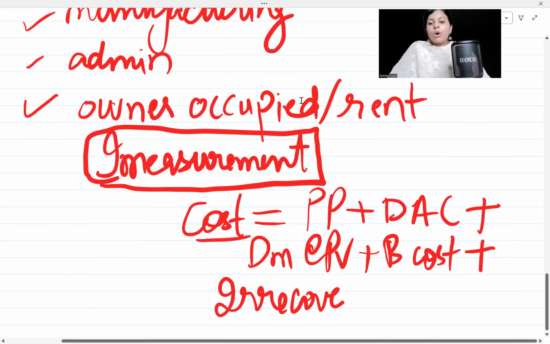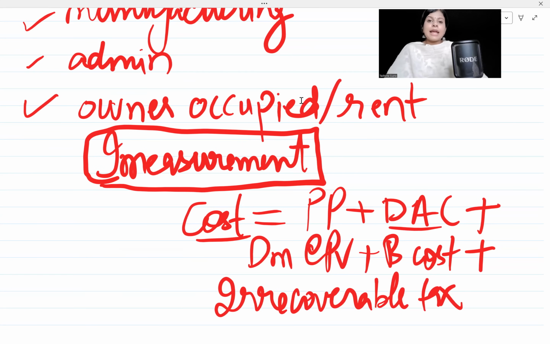Now, what do I mean by all these things that I've written? Directly attributable cost is any cost related to obtaining the asset, installing the asset or bringing it to a ready for use situation. For example, if you buy a washing machine, the cost that you bear to install the washing machine and the carriage inwards is your directly attributable cost. And in this, always remember that your training cost is not capitalized.